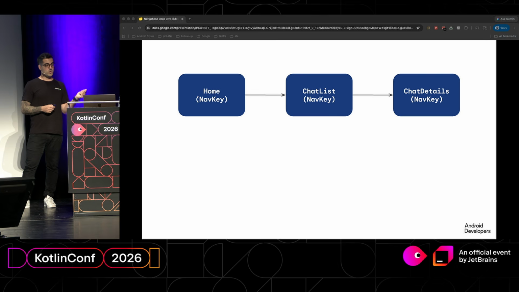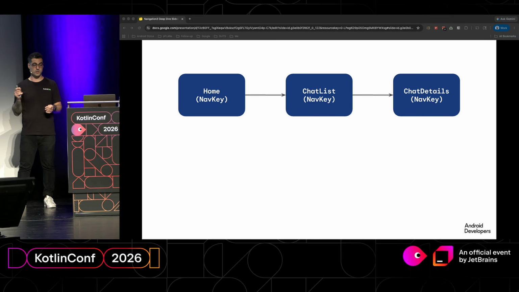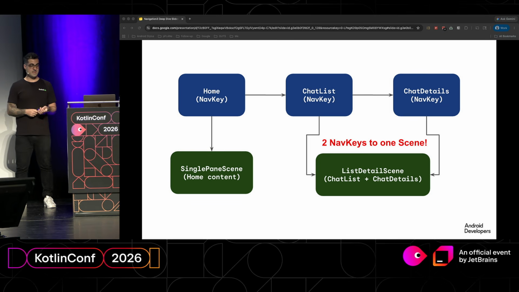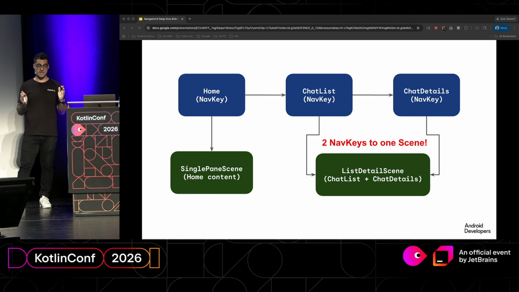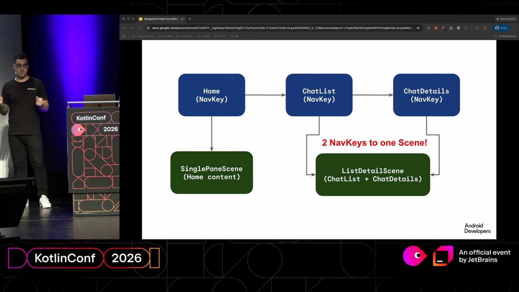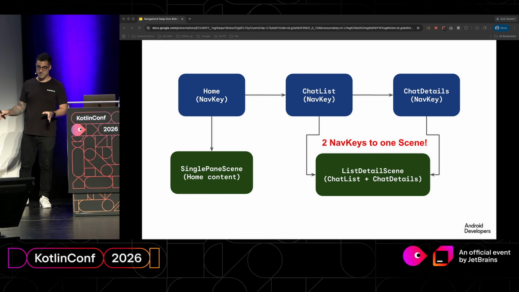So, once all of the scene calculation is done, the scene state now gives us all of the information we need to not only know what the current scene is, but to know the entire backstack of scenes. This is an important distinction since scenes can display multiple entries like in our list detail case. That means the backstack of scenes is shorter than the backstack of entries. And one system back gesture might pop multiple entries at the same time.